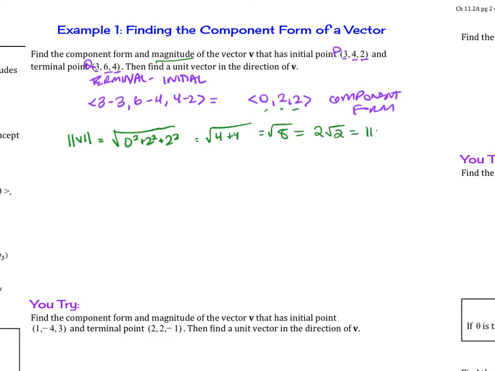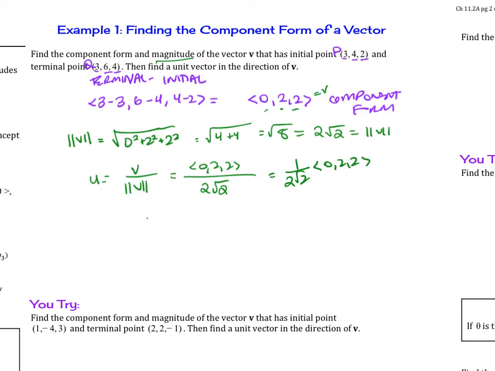And so that is the magnitude of v. And then this is just our v here. Now to find the unit vector in the direction of v, we're going to take v over the magnitude of v. So we have 0, 2, and 2, and the magnitude is 2 root 2. And then we could rewrite it in this way. So 1 over 2 root 2 times 0, 2, 2.